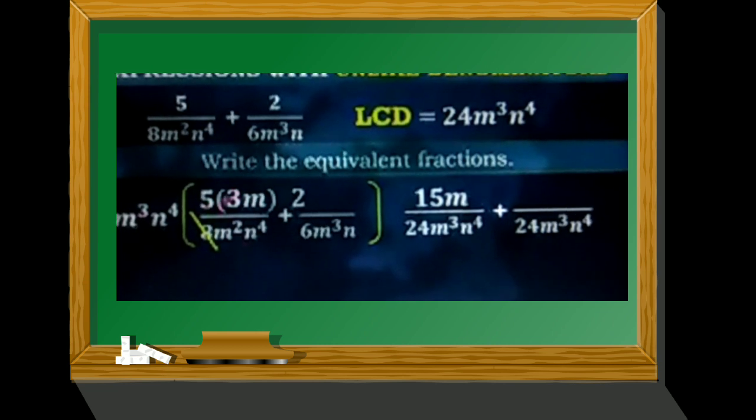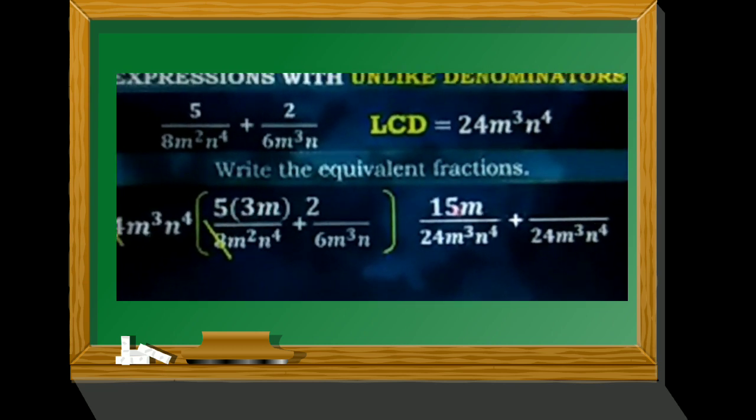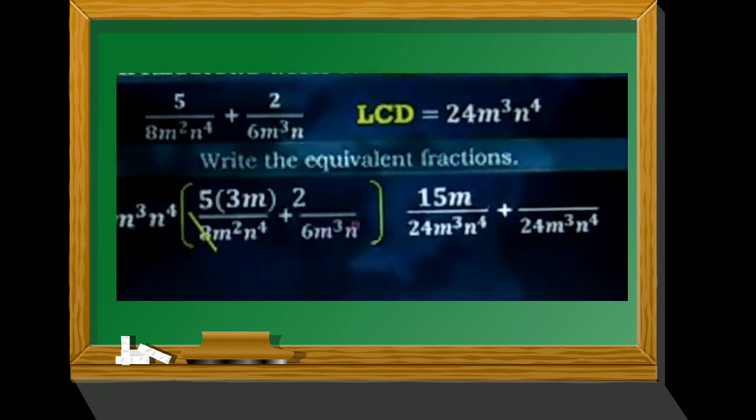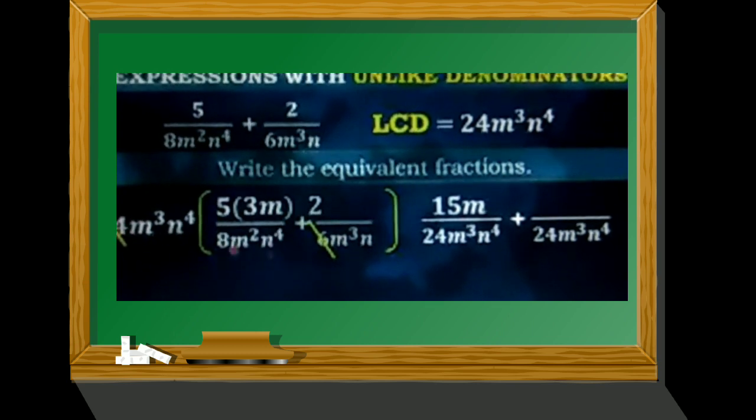So first step, we cancel out first and then evaluate the exponent or literal coefficient. And then if we already get it, we will now multiply. So 5 times 3 equals 15m. Now let us proceed to the next step.